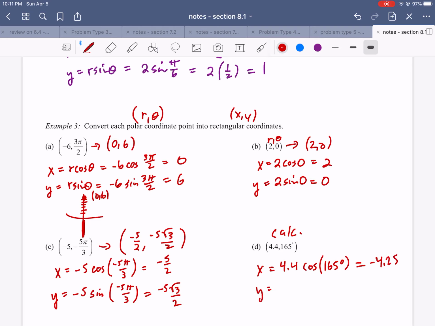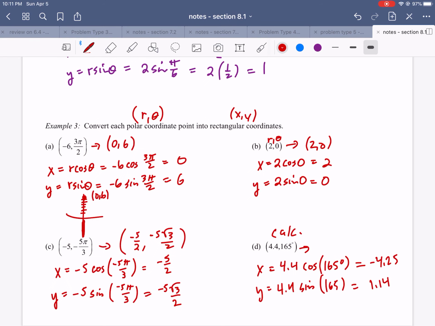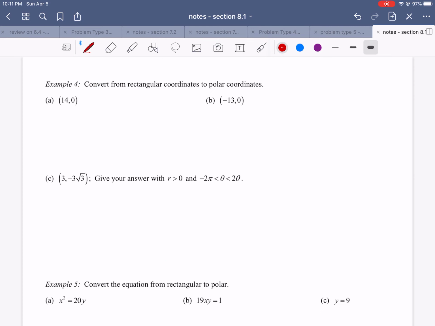And then the y-coordinate will be r times the sine of 165, which is going to be 4.4 times sine of 165. Typing that into the calculator real quick, going to 2 decimal places is going to give me 1.14. And so in rectangular coordinates, this polar coordinate is negative 4.25, comma 1.14. Okay, so make sure you have your calculator handy in order that you can do those.